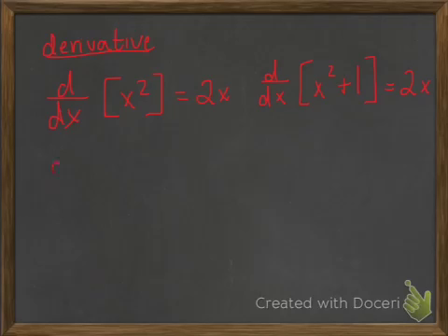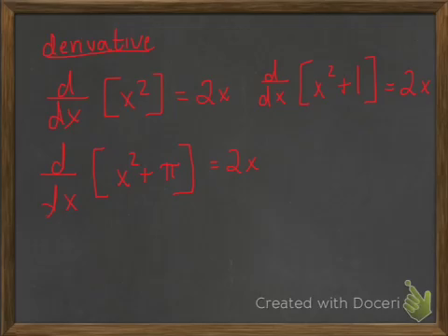We also could have something like this: take the derivative of x squared plus pi. Now if we had this, it's also 2x, because you're taking the derivative of x squared, which is 2x, and the derivative of pi, which is 0. Sorry about that mark there. My hand kind of slipped.